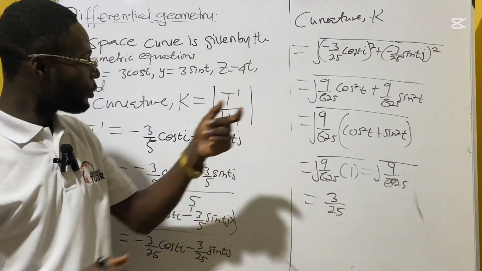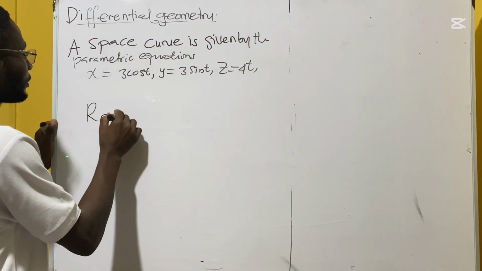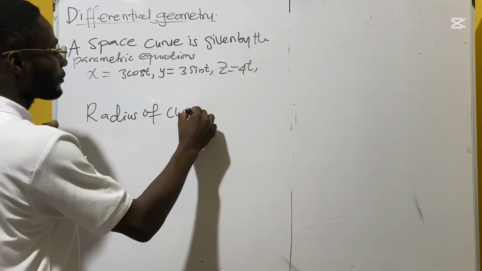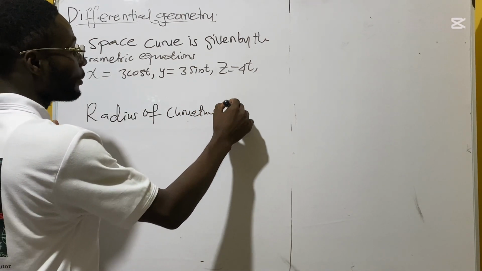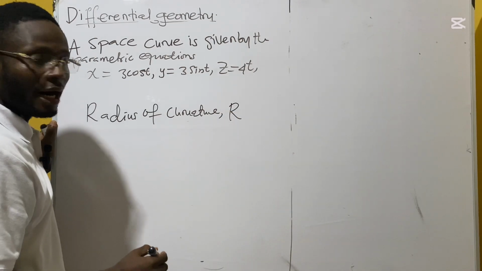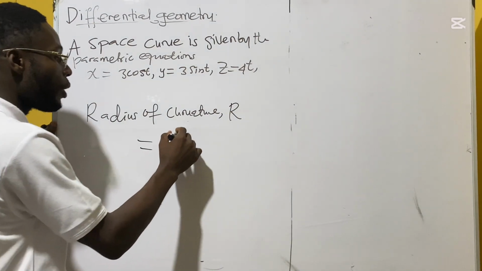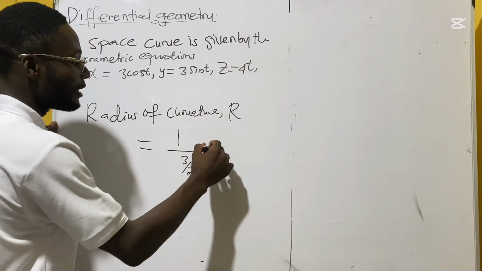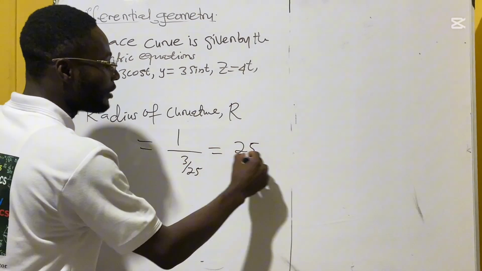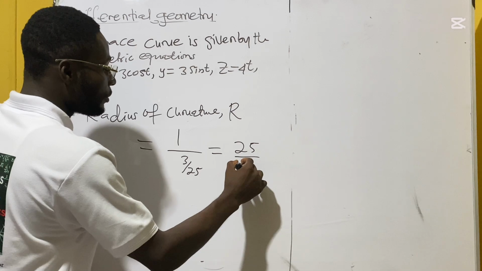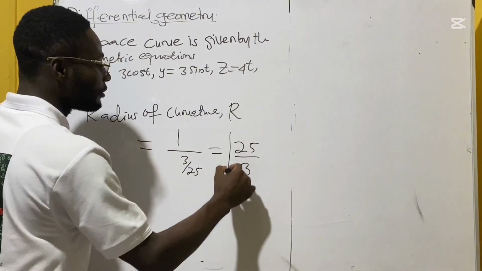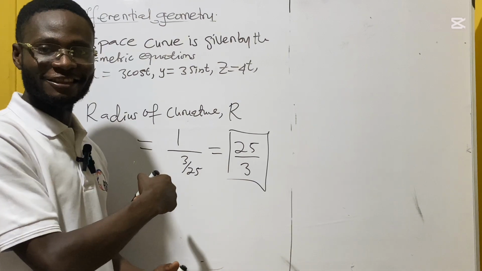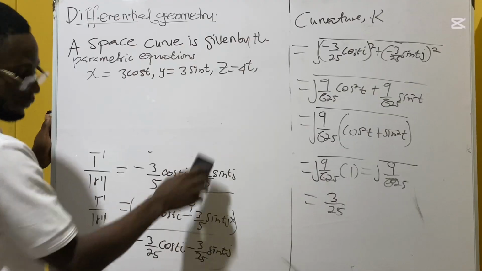What is next? Our radius of curvature, which is denoted as big R, will be equal to 1 over 3 over 25, right? And that will be equal to 25 over 3. That is great. So that is the answer for radius of curvature.